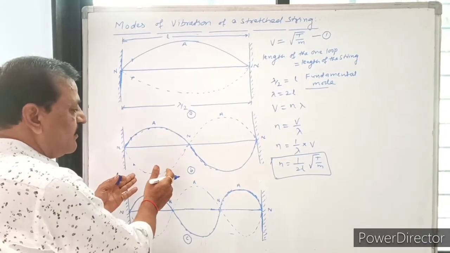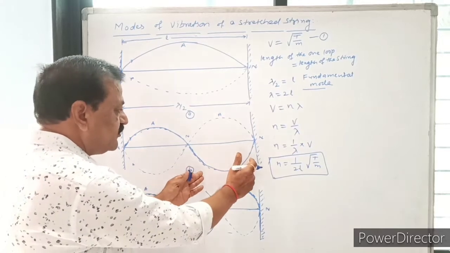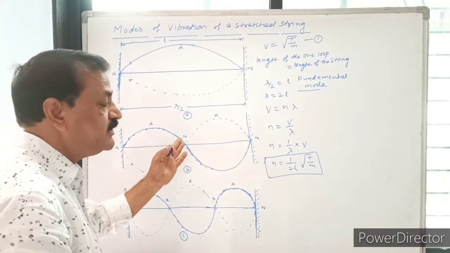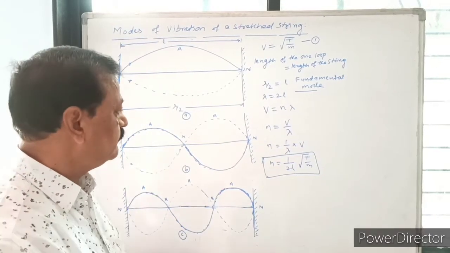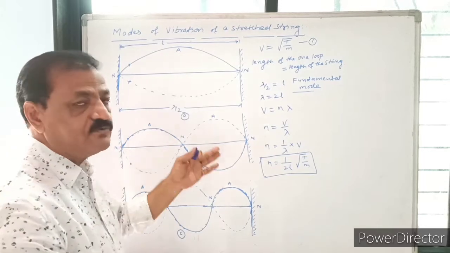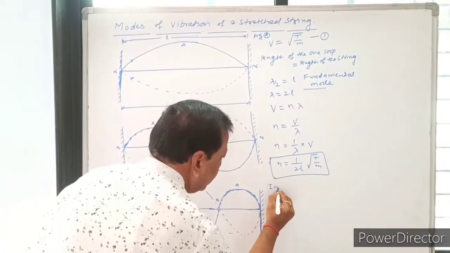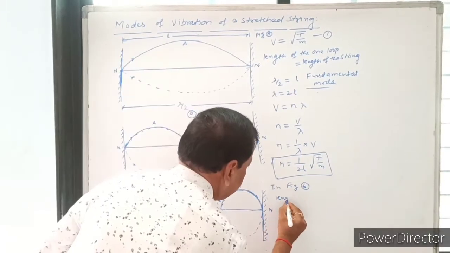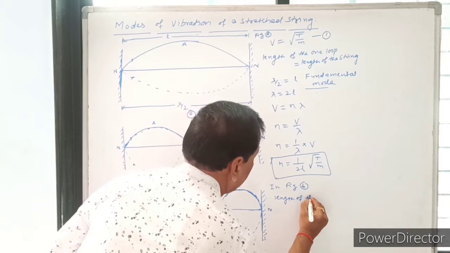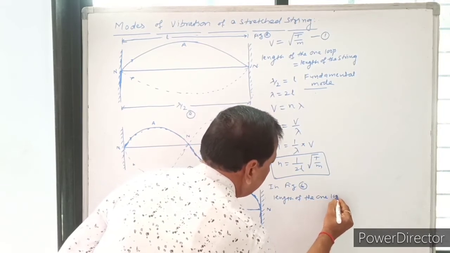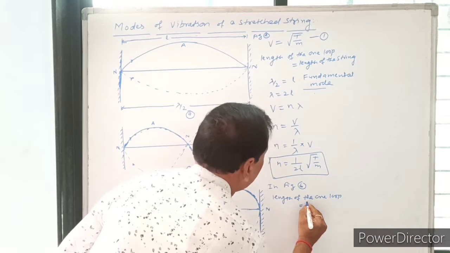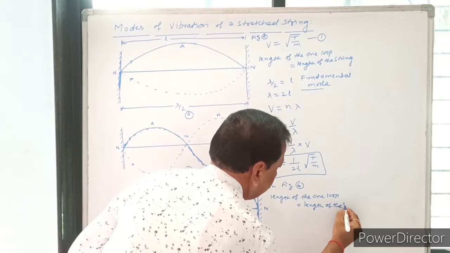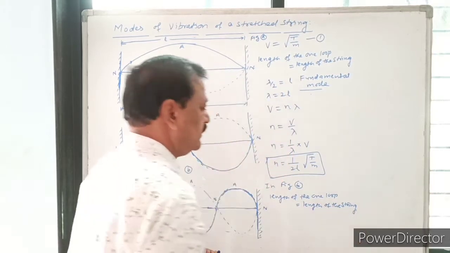The length of one loop is lambda by 2. But in this case the wavelength should be different and the frequency also different. In figure B, the length of the string is equal to the length of two loops.